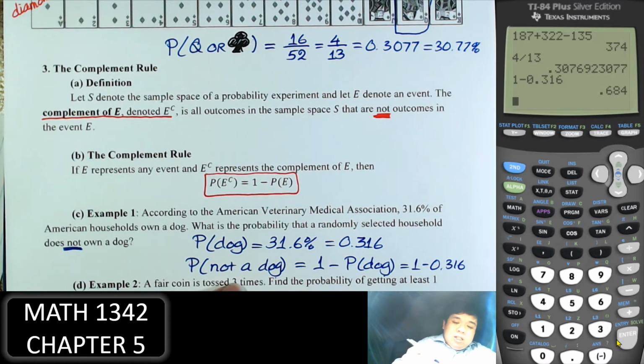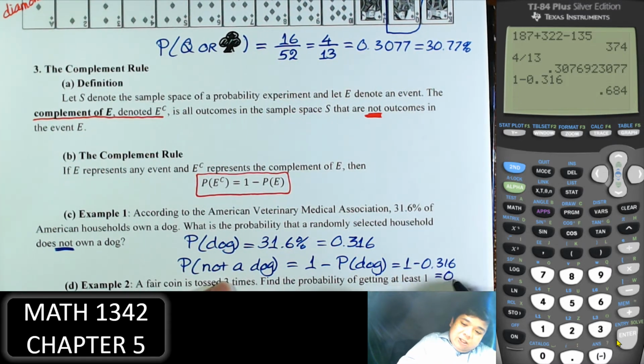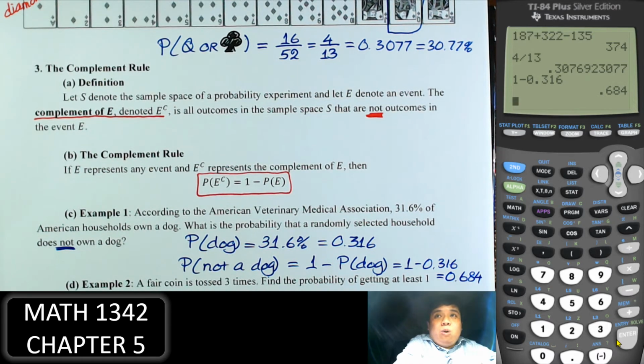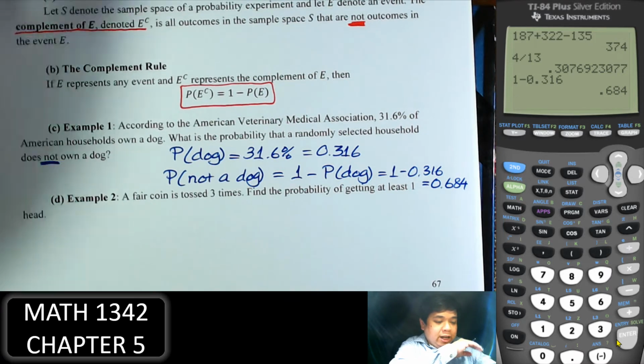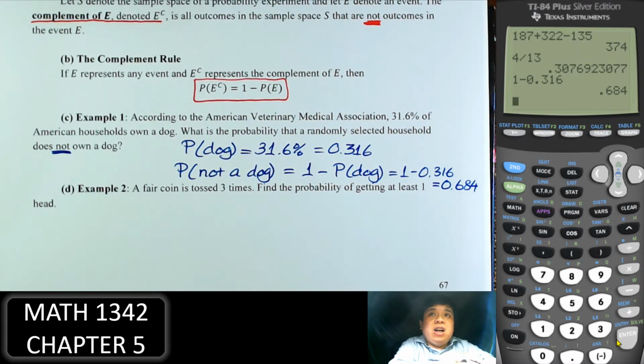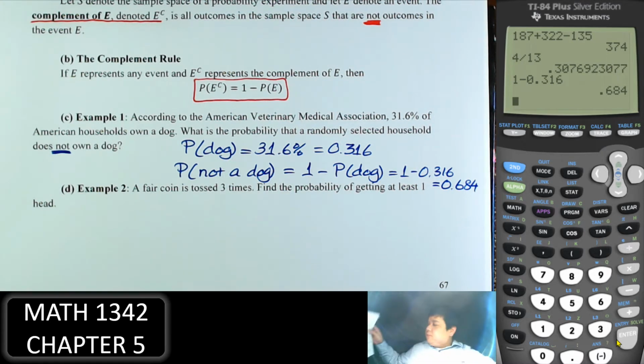0.684, or 68.4%. Now, the next one is a little more interesting. A fair coin is tossed 3 times. Find the probability of getting at least 1 head. Let's do this a couple of ways, 2 different ways.